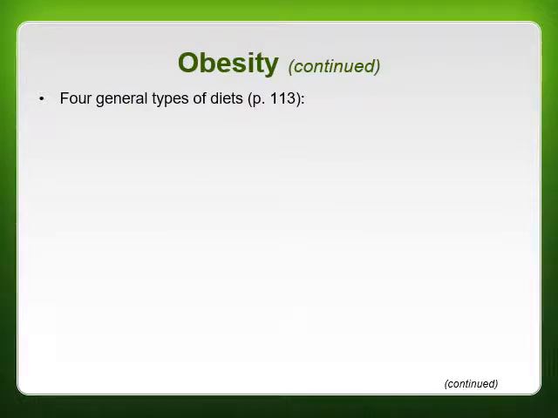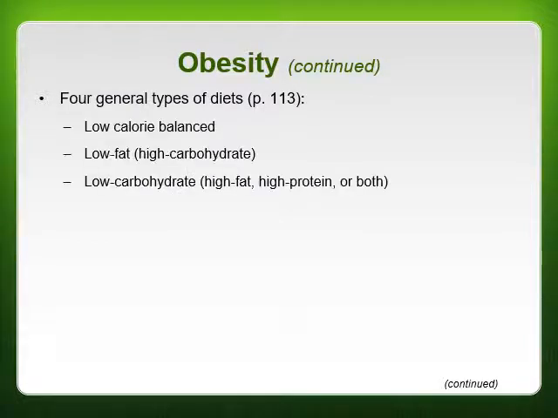When it comes to diets, we've got 4 types that you typically hear about. You've got a low-calorie balanced diet, a low-fat, high-carb diet, low-carb with high-fat, high-protein or both, and low-carb, low-fat with high protein.